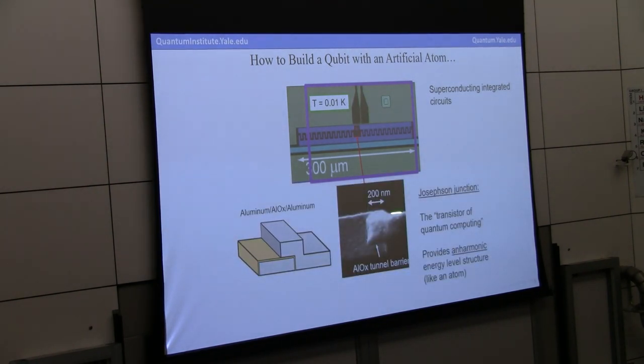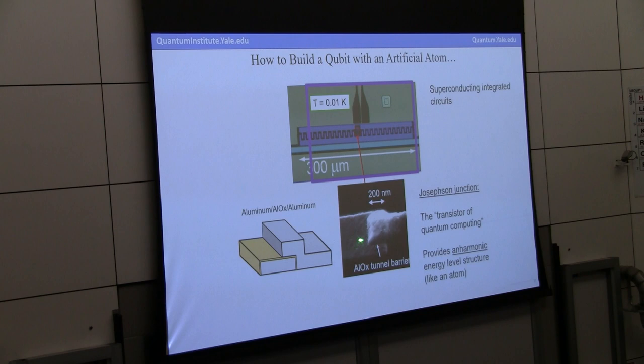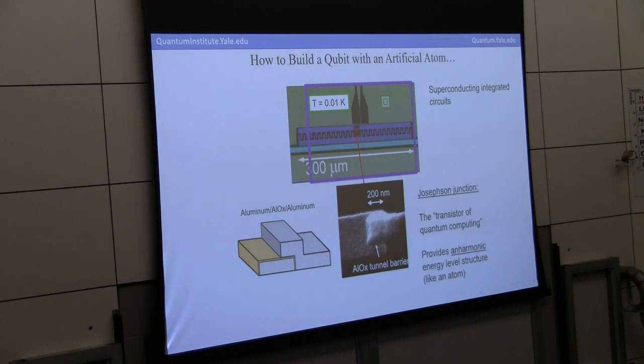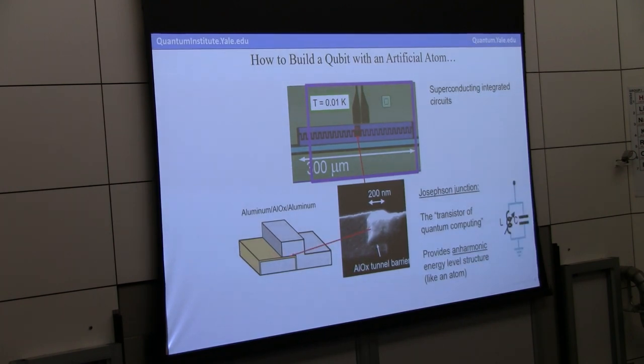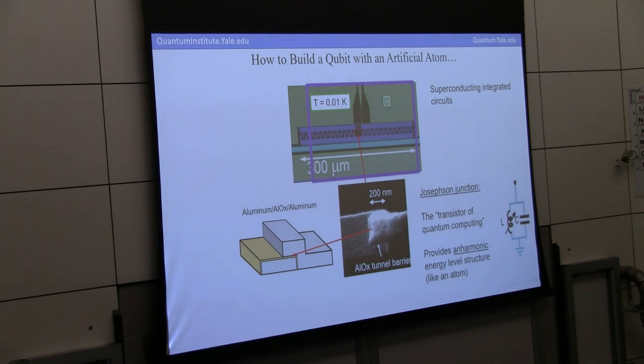So the transistor of this quantum computing, this qubit, is the Josephson junction. It's just two pieces of aluminum separated by a naturally formed nanometer-thick aluminum oxide tunnel barrier. And this Josephson junction acts like a kind of nonlinear inductor in an LC circuit, in which the inductance varies with how much current is flowing. This prevents the circuit from being a harmonic oscillator where all the levels are evenly spaced, gives it a spectrum more like an atom with uneven spacing, and allows us to have control over it.